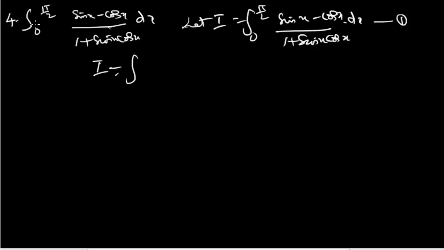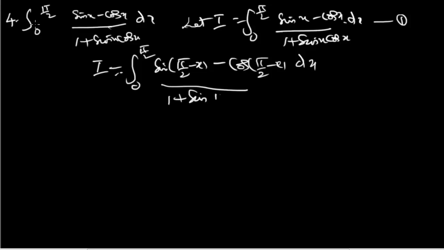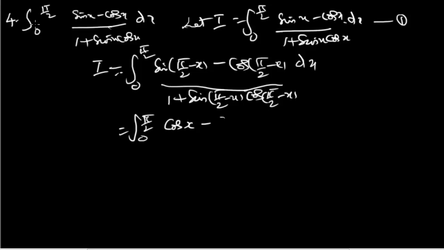Now I is also equal to, by fourth theorem, integral 0 to pi by 2 of sin of pi by 2 minus x minus cos of pi by 2 minus x, dx, by 1 plus sin of pi by 2 minus x into cos of pi by 2 minus x. Now this is equal to integral 0 to pi by 2 of sin 90 minus x, which is cos x, minus cos 90 minus x, which is sin x, by 1 plus sin 90 minus x, which is cos x, and cos 90 minus x is sin x. And this is nothing but I also. Call this one as number 2.